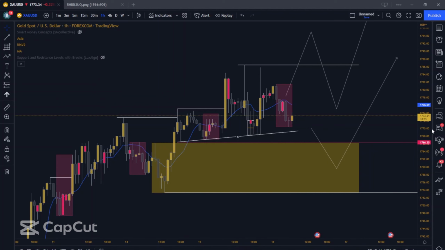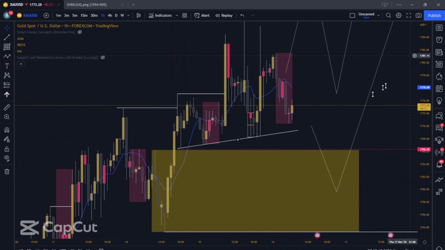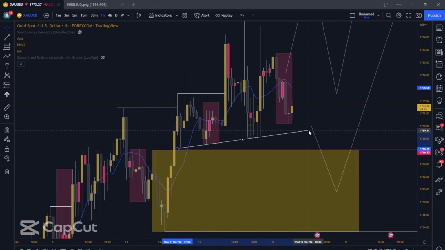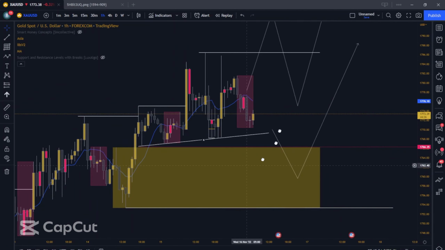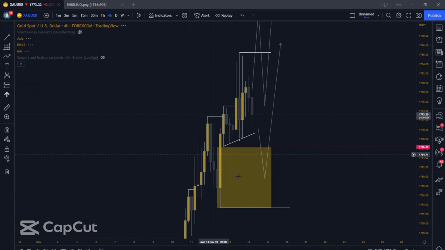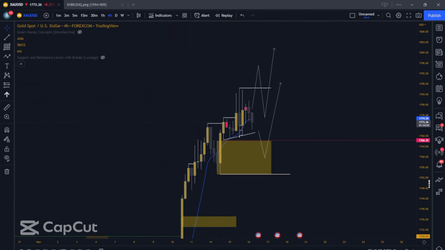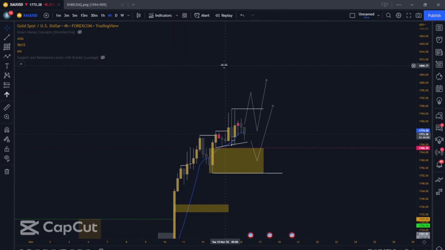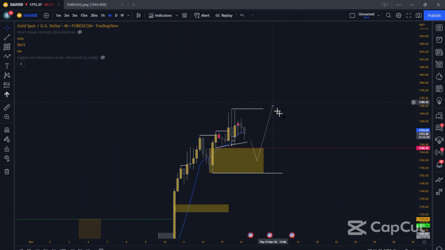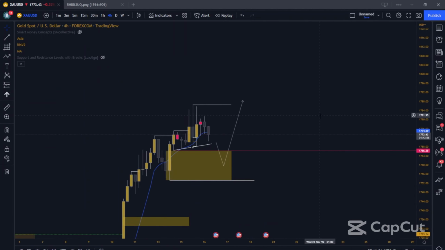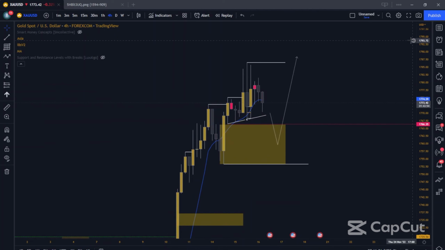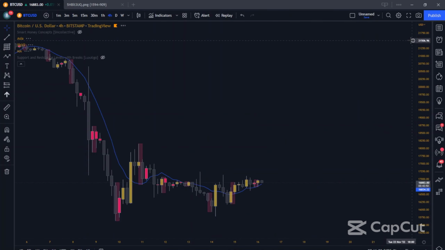So as you can see on the 30-minute here, there's been a bunch of trendline liquidity created, which can be inducement for this demand down here. So if price taps into this 4-hour demand, you know exactly what to do. So scenario 1, we're waiting for a tap. Let's move on to crypto, boys and girls.